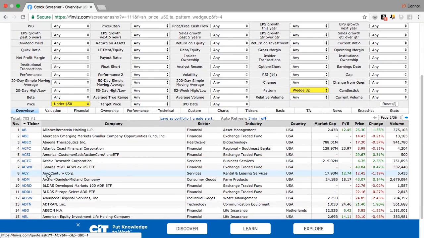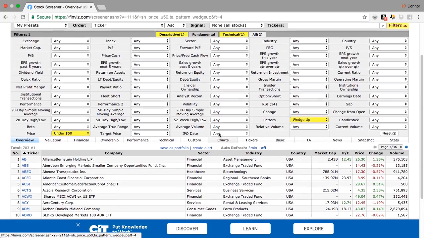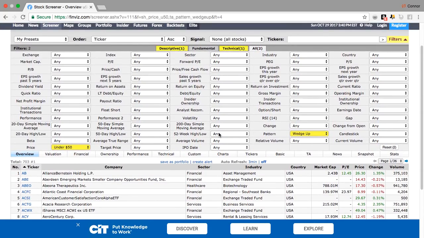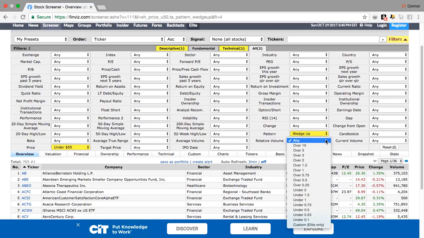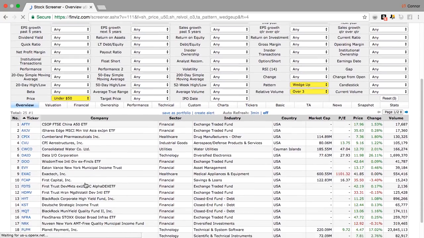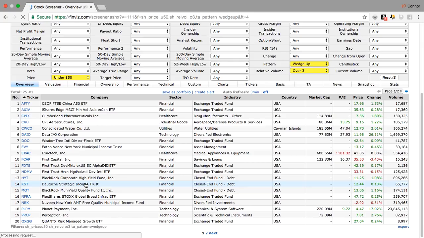And then let's say you're like, oh, well, Connor said we want to trade stocks that have a relative volume higher than 2, which you do. You really do want stocks that trade higher than a relative volume of 2. So let's say the relative volume is over 3. Now we're only down to 25 stocks. Now that's good. Now we have 25 stocks to look through.